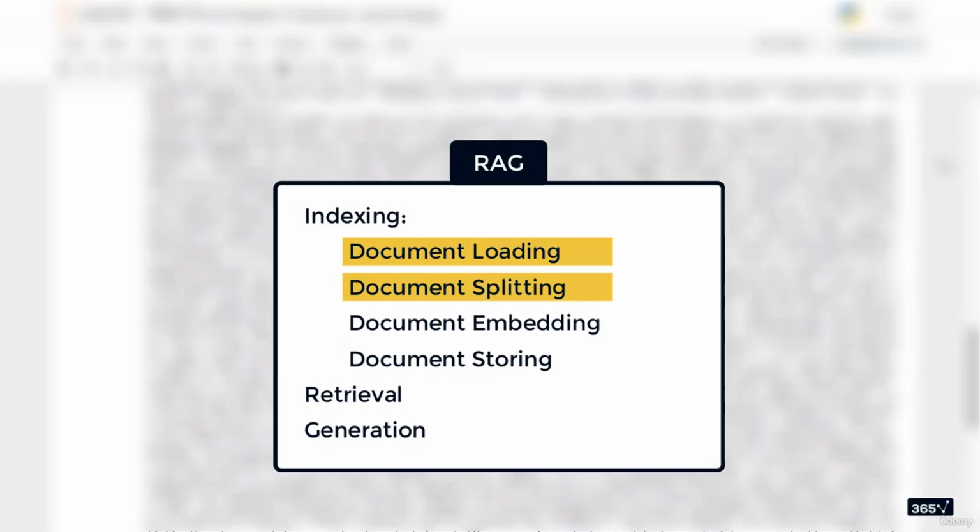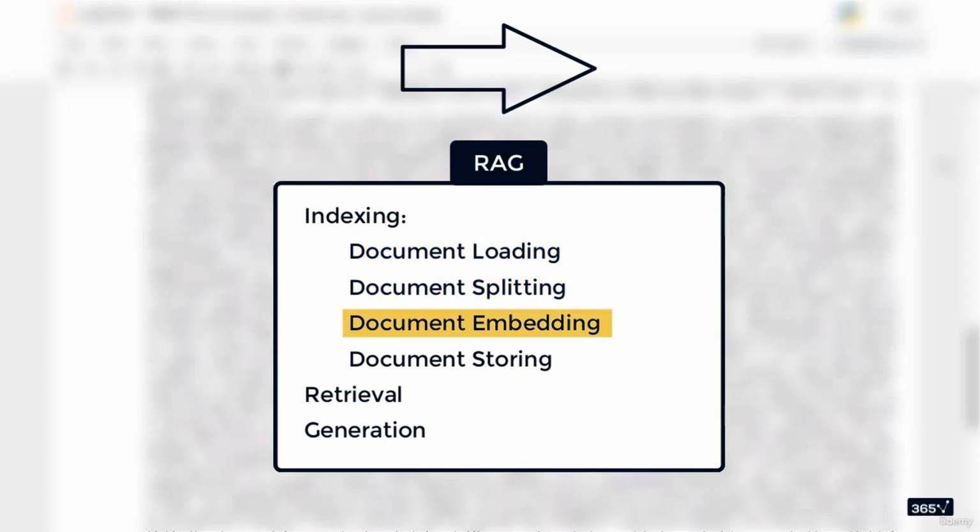So, we've learned how to perform the first and second parts of the indexing process, document loading and splitting. I'll see you in the next lesson, where we'll continue with the third part, embedding the texts.